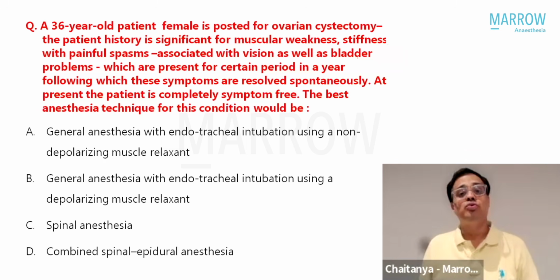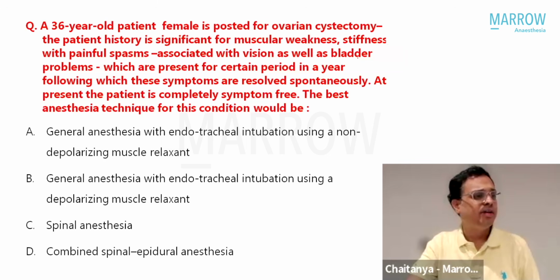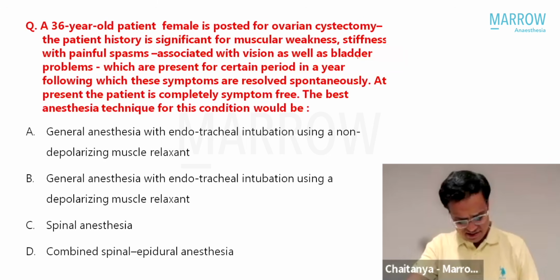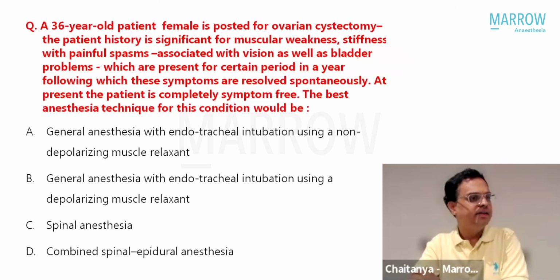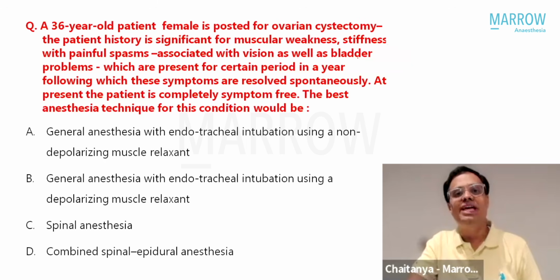Right. So which one do you have to choose? General anesthesia. Someone like Dr. Pratika has said NDMR. Someone has said general anesthesia with depolarizing. So then comes again a tricky point. The examiner typically wants to ask which muscle relaxant you would choose. Is there any specific reason why NDMR? Why not DMR?